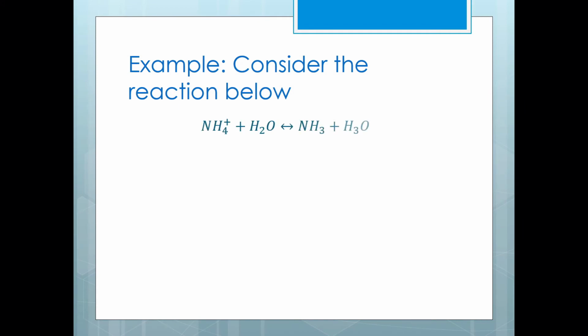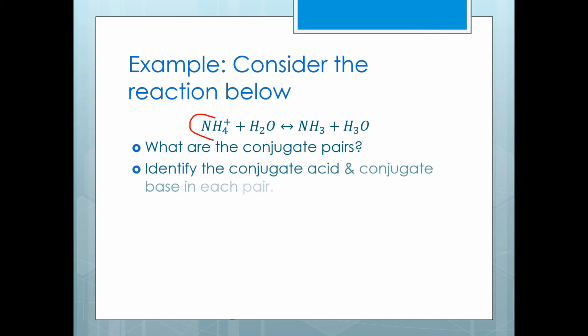So here, this is the reverse of the ammonia reaction. This is the ammonium ion, reacting with water to create ammonia and H3O+. So what are the conjugate pairs?